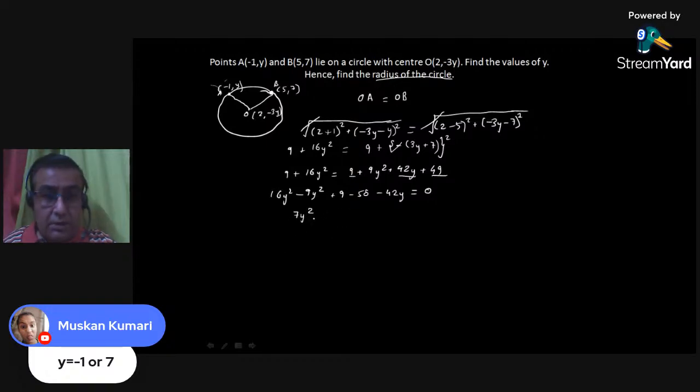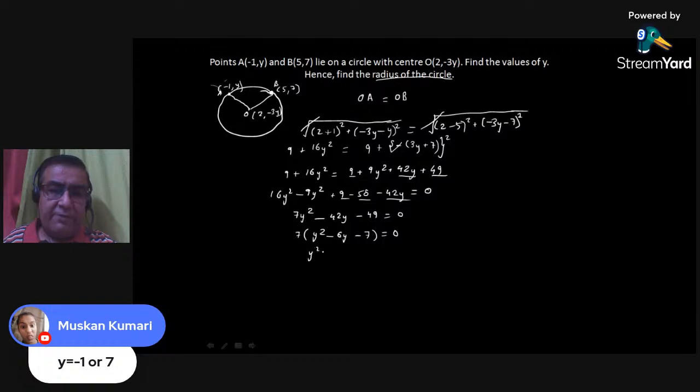Let's see. Okay, so 7y squared, and then we have got minus 42y, and 9 minus 58 will give me minus 49 is equal to 0. So basically I can factor out 7 from this. So I'll be left with y square minus 6y minus 7 is equal to 0. And then dividing both sides by 7, we are just left with y square minus 6y minus 7 is equal to 0. Then we have got this quadratic equation which we need to factorize. So factorization, again we look at the a term which happens to be 1.